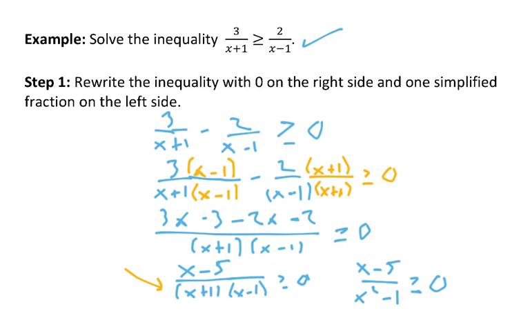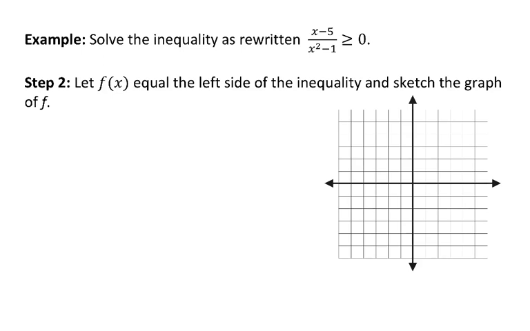Now, what's the second step? Well, let's take the function as we have rewritten it, here it is in simplified form. Let f of x be the left side of the inequality, and sketch the graph of f. So we are now going to look at how you graph the function f of x equals x minus 5 over x squared minus 1.